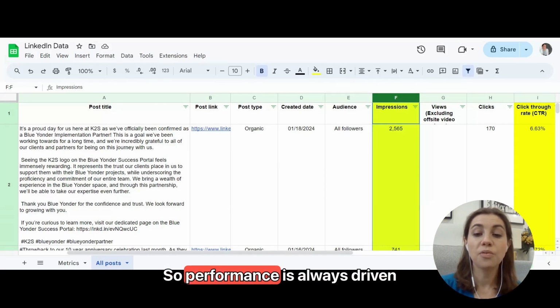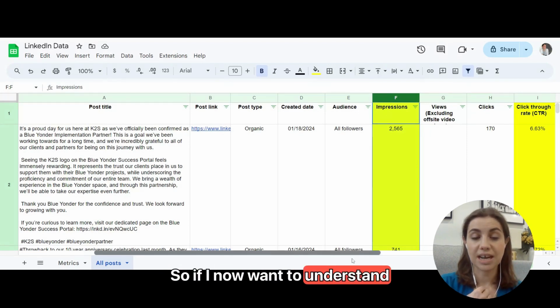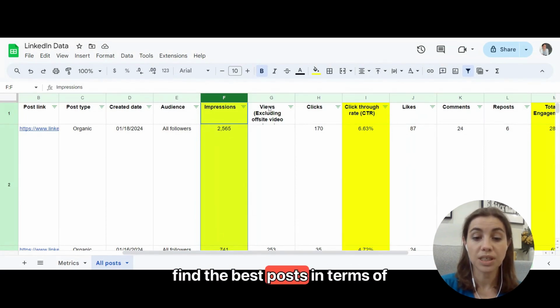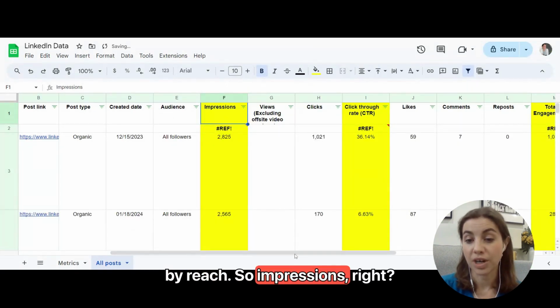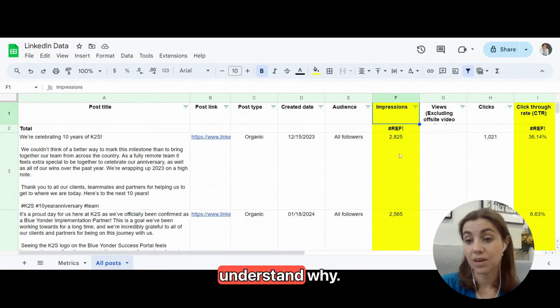Performance is always driven by content, right? So if I now want to understand why this was a better period, I'll add a filter to find the best posts in terms of performance. First of all, by reach, so impressions, because I want to know which posts got the most organic reach, and then I want to understand why.